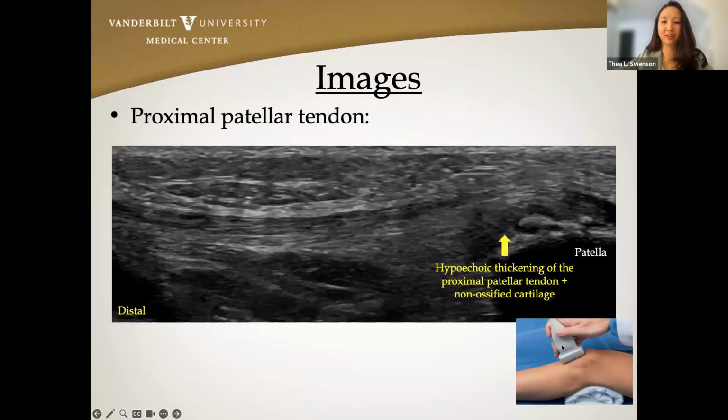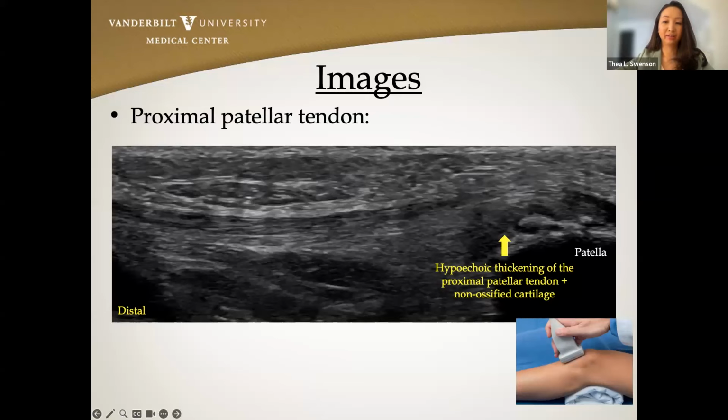The non-ossified cartilage is something that we don't see in adults because in adults it has ossified into bone. But in the skeletally immature, this hasn't happened yet, which is why you can get irritation of this tendon, but also the cartilage, resulting in Sinding-Larsen-Johansson syndrome.